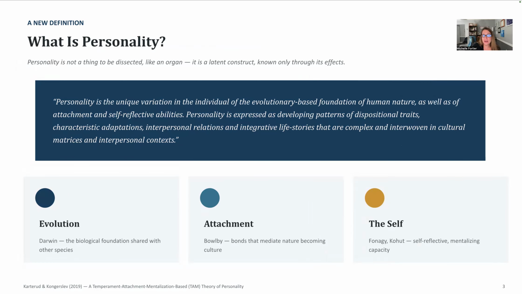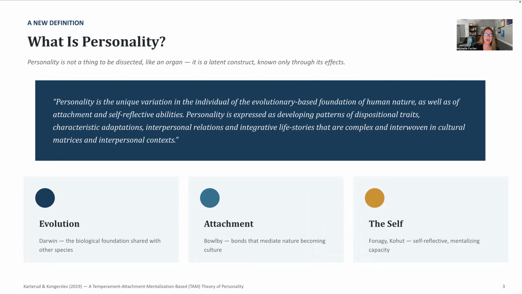And our author said, bet, let's do this. And they said, what is a personality? And they said, personality is the unique variation in the individual of the evolutionary base foundation of human nature, as well as of attachment and self-reflective abilities. Personality is expressed as developing patterns of dispositional traits, characteristic adaptations, interpersonal relations, and integrative life stories that are complex and interwoven in cultural matrices and interpersonal contexts.